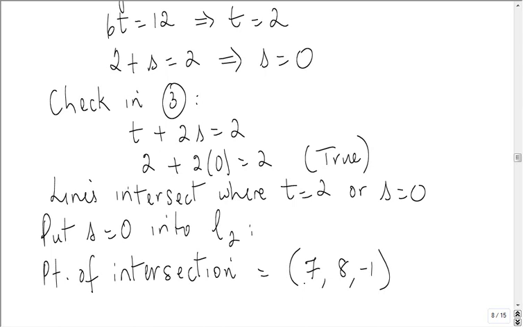Any questions? Yes. You can use either one of these to get a point of intersection. You don't have to use both. You with me? So you can either use t equals 2 or s equals 0 and you'll get a point.